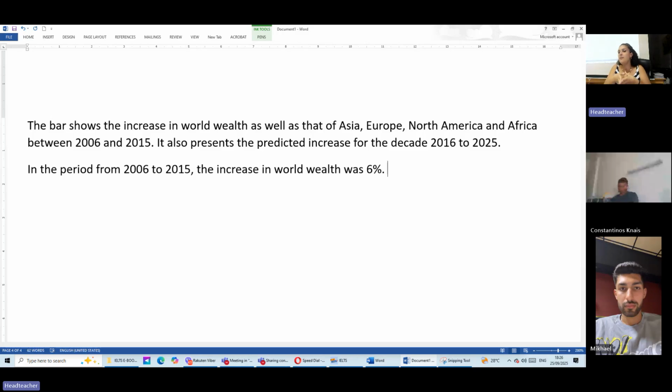Now it's a percentage in this very case. Never forget to use the percentage symbol or write the word percent. Otherwise, you don't make sense. So the increase in the world wealth was 6. What 6? Kilometers, units, pounds? What 6? 6%, okay? And now let's proceed.